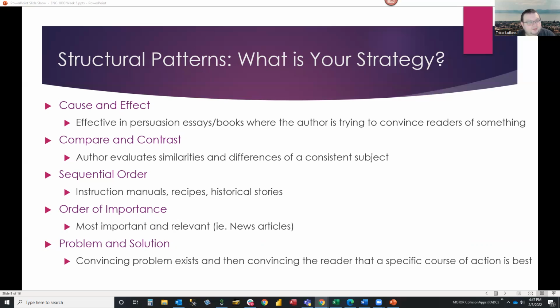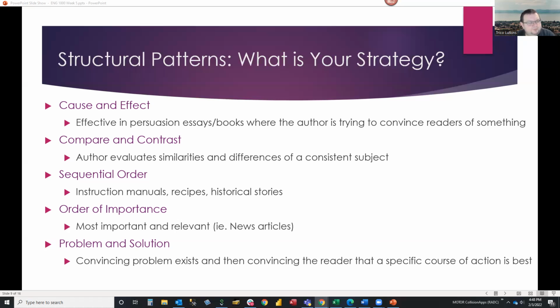Order of importance. Sometimes you would have the most important and relevant thing first. They do that a lot in news articles, because back in the day when they first started doing news articles, they would put all the important stuff at the beginning. That way, if they had to cut it short because another news item came up, they could cut off the bottom part of the article and throw in another article, and move stuff around. So the important stuff was first, because you might have to cut the story in half.